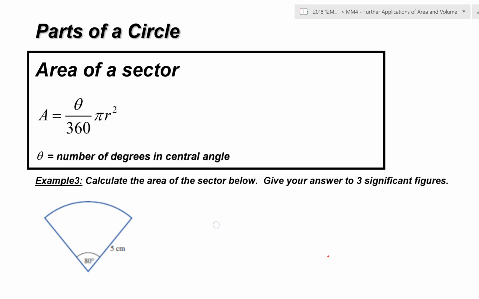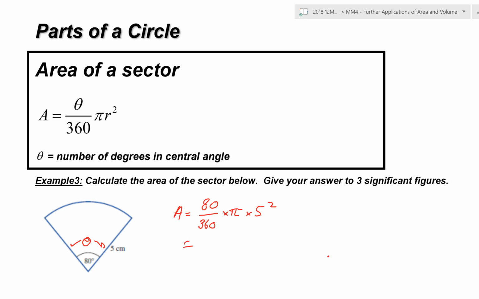New word. How exciting. Now, first of all, area of a sector. Theta, that's this angle in the middle here. Theta divided by 360 gives me the fraction of the full circle, times pi r squared, the area of a circle. So we just want to find this fraction of the full circle. In this case my area is going to be 80 over 360 times pi times 5 squared.